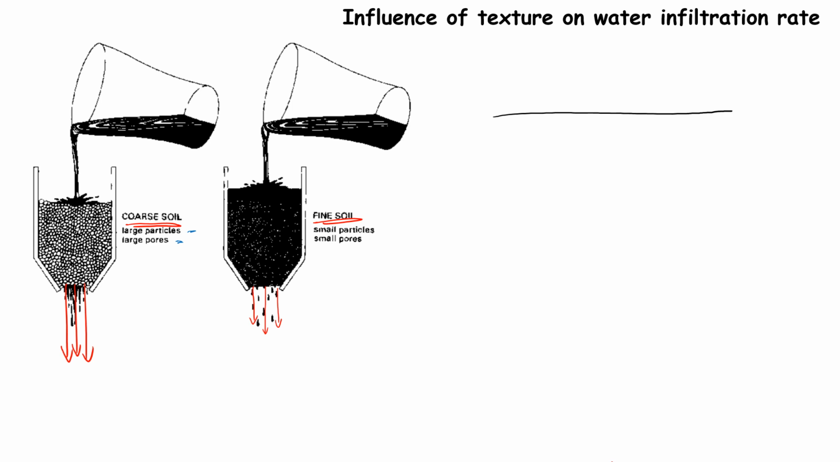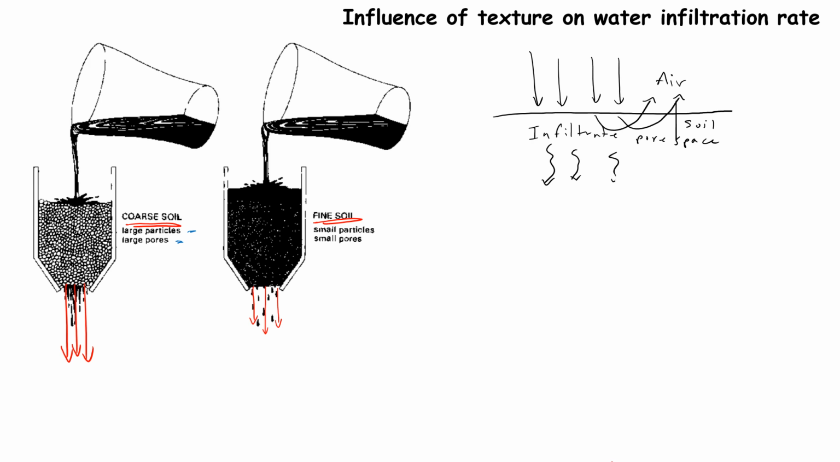So if we imagine that this is the soil surface and we have precipitation falling on this soil surface, and we have pores in a fairly dry soil, we have air that's got to be removed from the pores, and then water can infiltrate the pore space and can flow vertically down the profile.